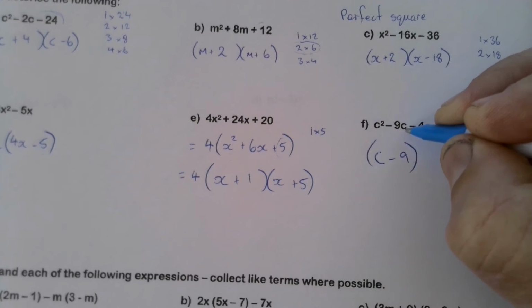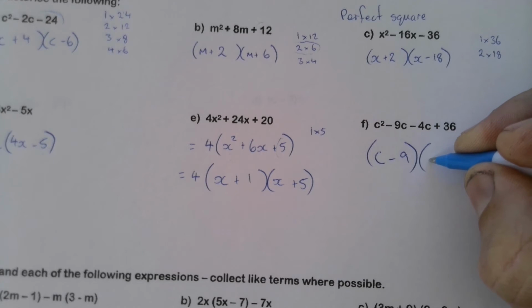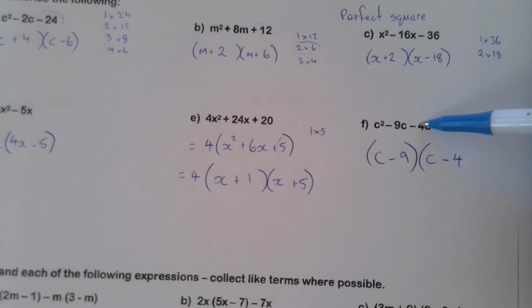So I'm taking one of the C's and I'm taking the minus 9. And I'm taking one of the C's and I'm taking minus 4. Okay, so I'm getting the numbers from here and here. And now that's fully factorised.